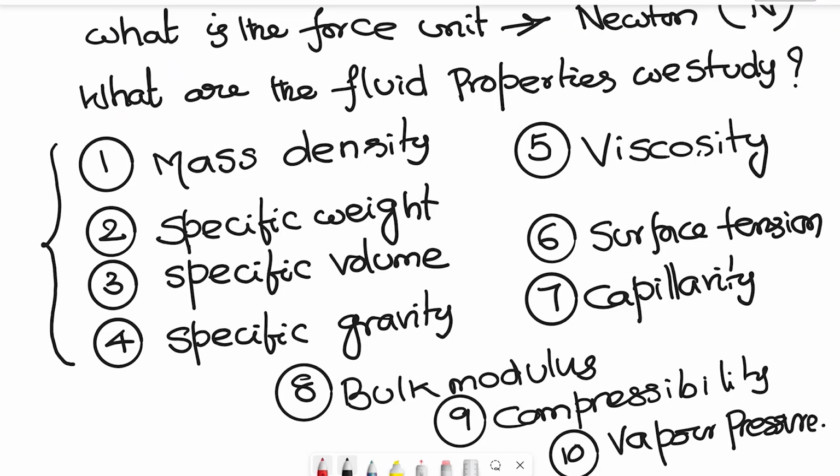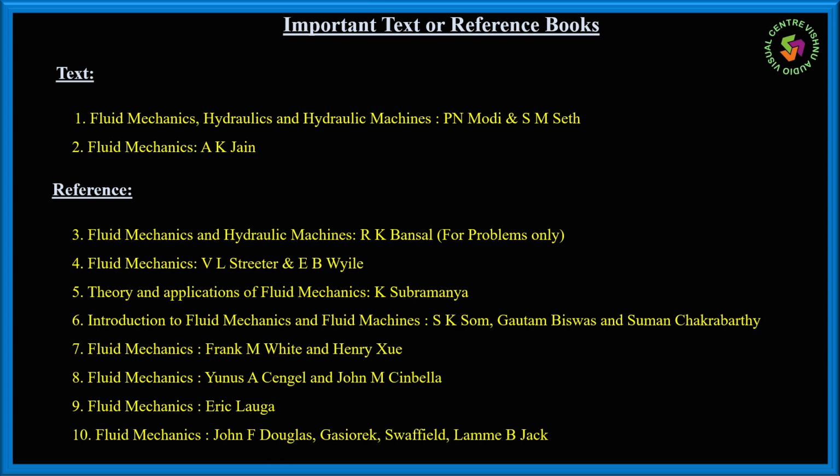Now, these four are one category, viscosity is a separate category, these two are one category, and these three are one category. Finally, how many categories? First category is mass density, specific weight, specific volume, specific gravity. Second category is viscosity. Third category is bulk modulus, compressibility, vapor pressure. Fourth category is surface tension, capillarity. That completes the total fluid properties. So that you tell me in the class.